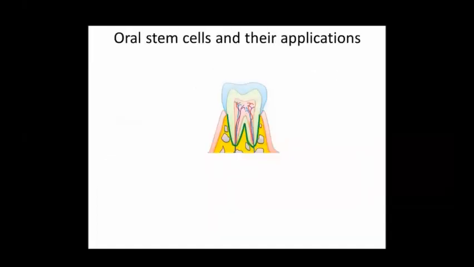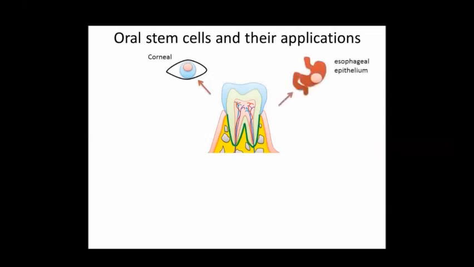During the past 2 decades, researchers have found that oral stem cells have potential for the regeneration of various tissues and organs. For example, oral epithelial stem cells have been demonstrated to repair corneal and esophageal epithelium mutations in animal models. Oral mesenchymal stem cells have a lot more applications in both regenerative dentistry and regenerative medicine.